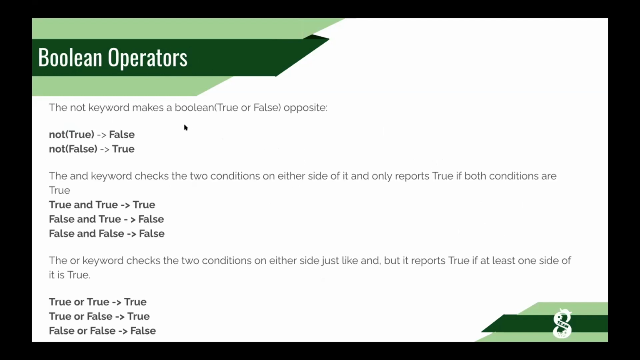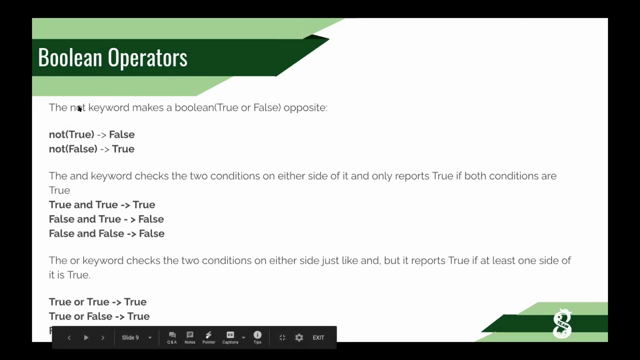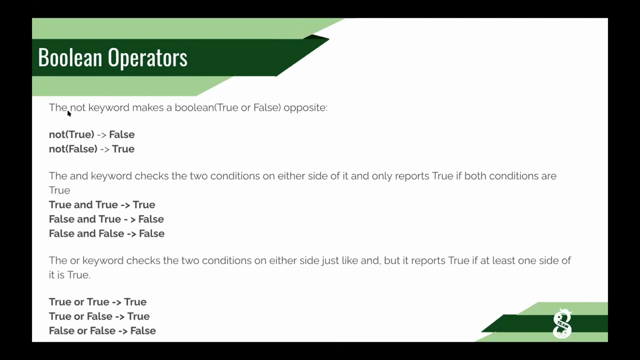Boolean operators. There are three main Boolean operators that we use. The first one is not. Not just makes it the opposite. Not true is false, and not false is true.